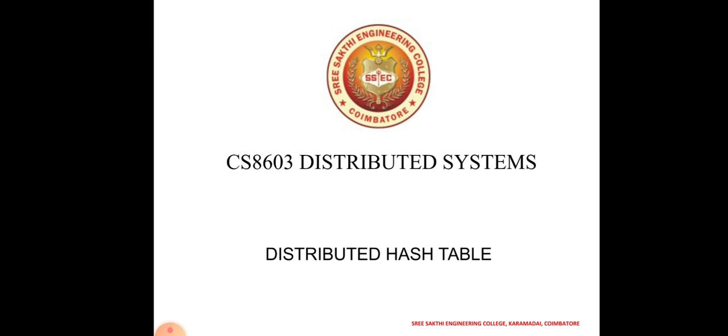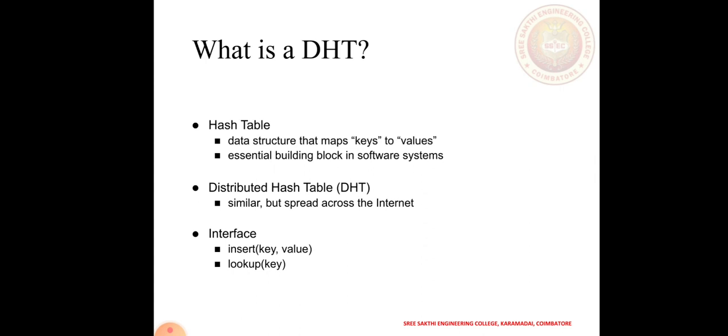Hash table is a very important topic in a distributed system because a hash table has keys and values. It is an essential building block of software systems. We can store the data in a hash table by using keys and values. Whenever we need the data, we can fetch it and reuse it. A distributed hash table is similar, but distributed across the internet, so we can access the data and reuse it over the internet.